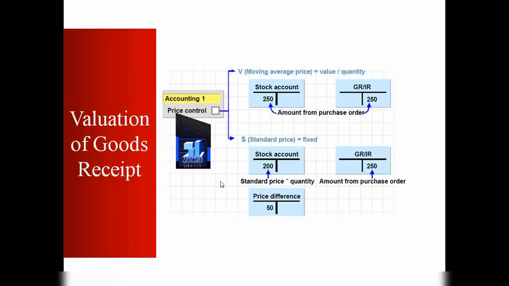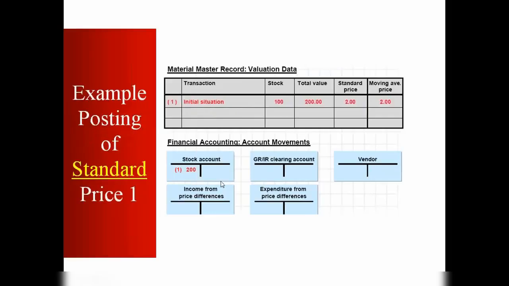Okay, so let's see the same example in more detail. Let's see the example of a standard price, which is a constant price. Suppose we have a material, we have 100 pieces in the stock, and the standard price is 200. The price per piece will be 200 divided by 100, so 2. That's the stock of the material we have, that's the value of the stock.